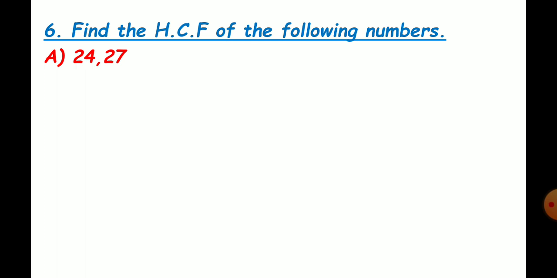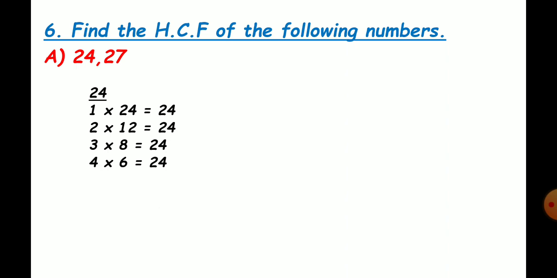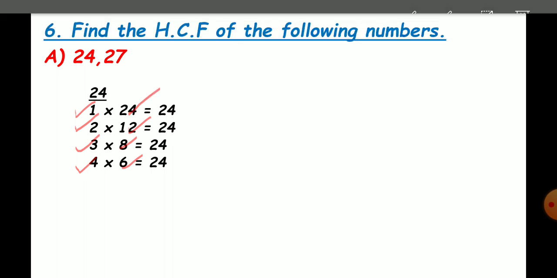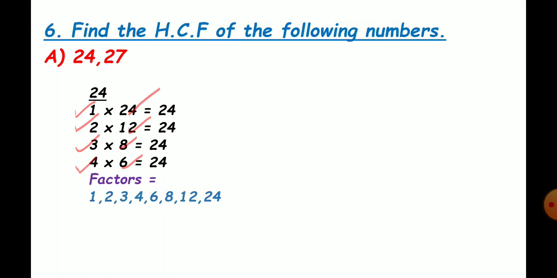24 comes in the 1 table. 1 24s are 24, 2 12s are 24, 3 8s are 24, 4 6s are 24. 5 table it doesn't come. 6 table it comes but it is already there, so we shall stop. Tell me the factors. Factors are 1, 2, 3, 4, 6, 8, 12, 24. Yes, so these are the factors. Now, write the factors of 24.